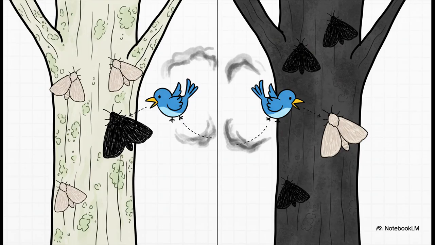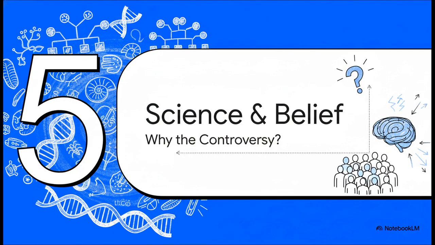Now, fast forward to today. With cleaner air acts, the trees are light again, and guess what? The light-colored moth is making a huge comeback. It's just a perfect observable case of natural selection in action, responding directly to a changing environment. Those real-time examples are really powerful.